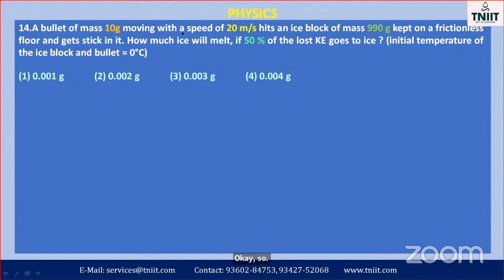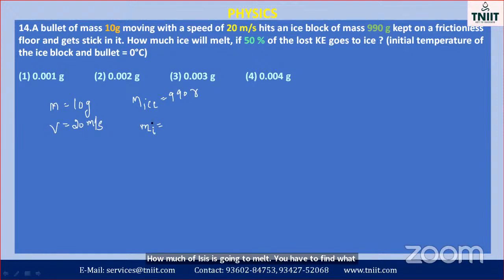There is a bullet of mass, what is the mass of the bullet? We have 10 gram. It is moving with a speed of 20 meter per second. And there is an ice block, mass of the ice is 990 gram, and the bullet sticks in it. How much ice is going to melt? You have to find the melting of ice. I will take 50% of kinetic energy lost. Kinetic energy is lost, how much? 50%. 50% means it becomes half of the initial kinetic energy.